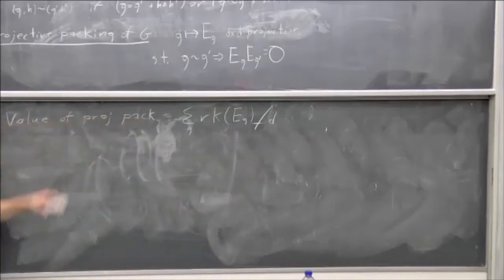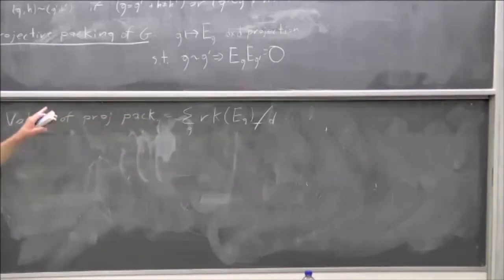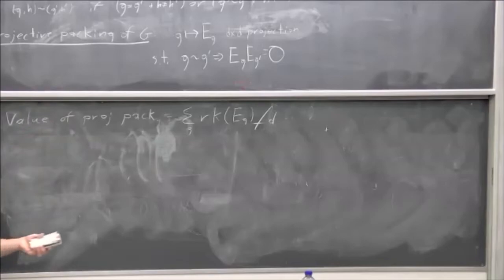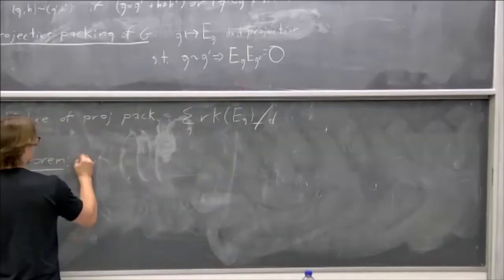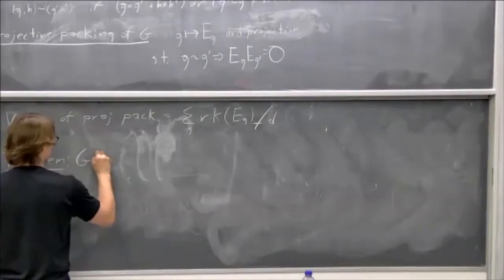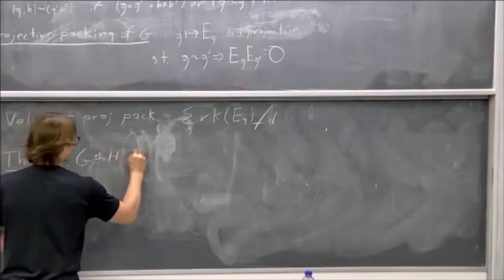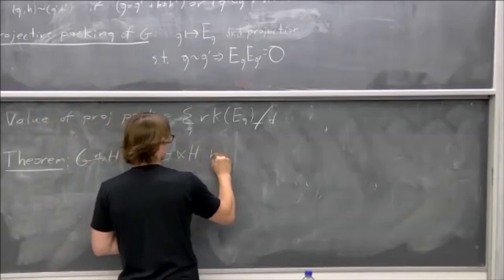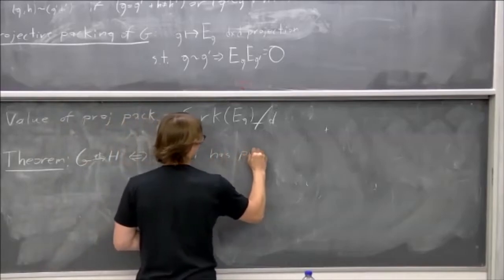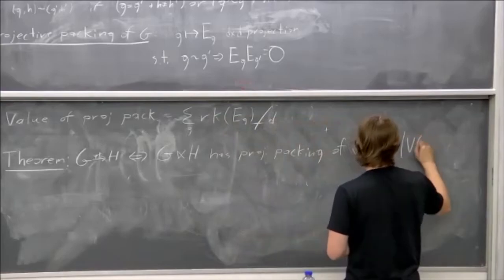So this is the value of a projective packing, and you can see this example with the independent set. What's the value? Well, I have an independent set that I assigned identity to all of them, so all of those have rank D. If I get D times the size of the independent set, when I sum up the ranks and divide by D, I just get the size of the independent set. And so then the theorem is that G has a quantum tensor homomorphism to H if and only if this has a projective packing of value the number of vertices in G.